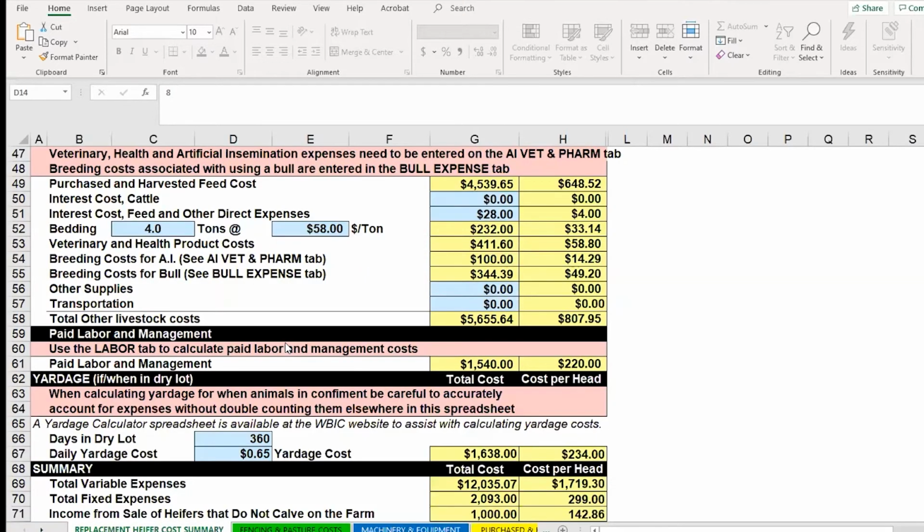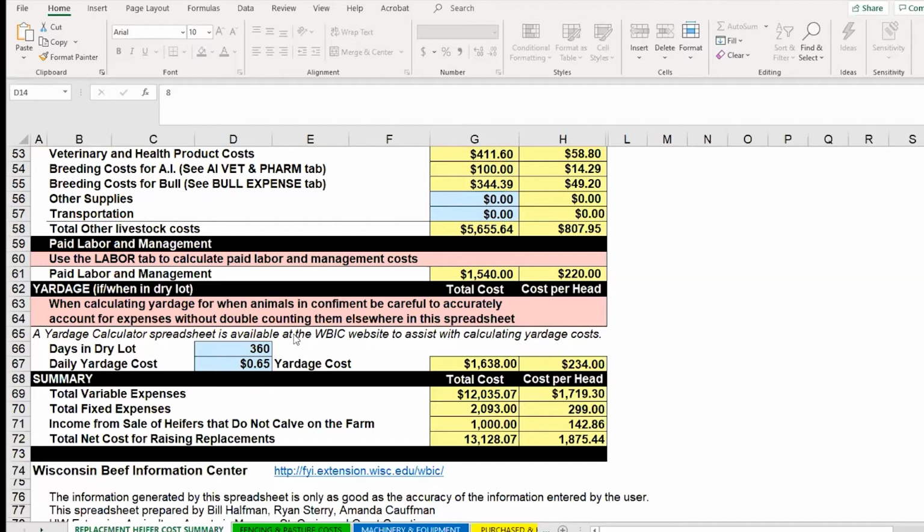And then during that time that they are in dry lot, overtime wintering, if they are in a dry lot situation, you could enter that in. Some people might winter them on pasture, and then you would not necessarily have those expenses. And at the bottom, we've got our total expenses broken out as total cost for the group and then cost per head to raise them.